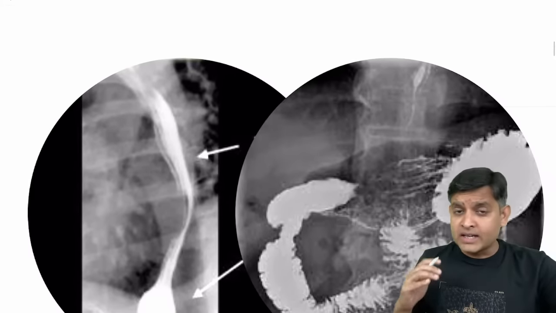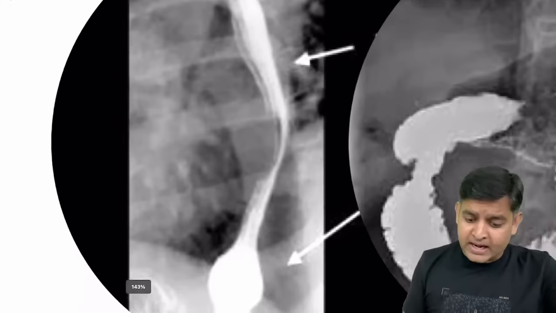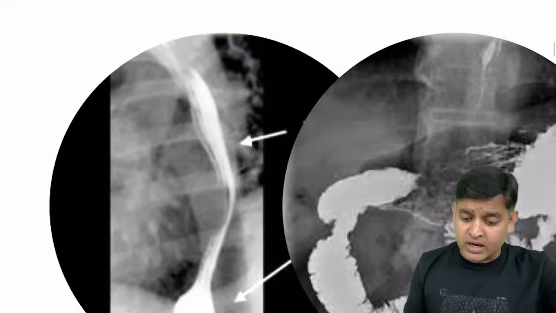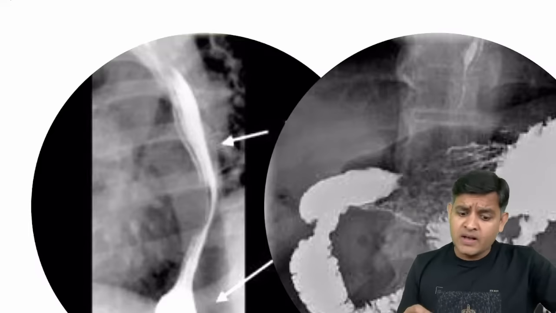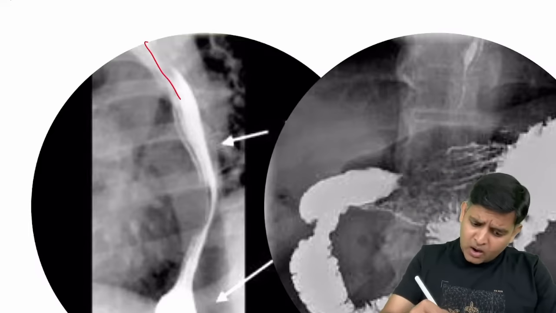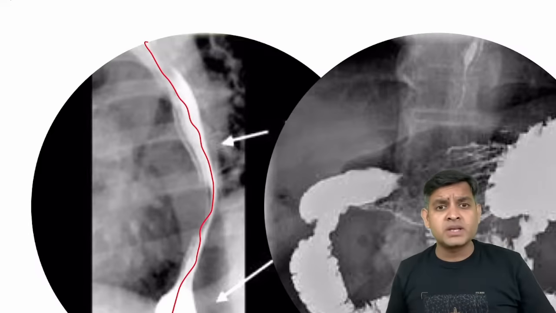So now let us take one step forward and let us see this image. The examiner is going to ask you, tell me the name of this investigation. And then you're going to say, oh, I can see a contrast. Where is this contrast? And if you see it carefully, how can this elongated structure be there in the body?